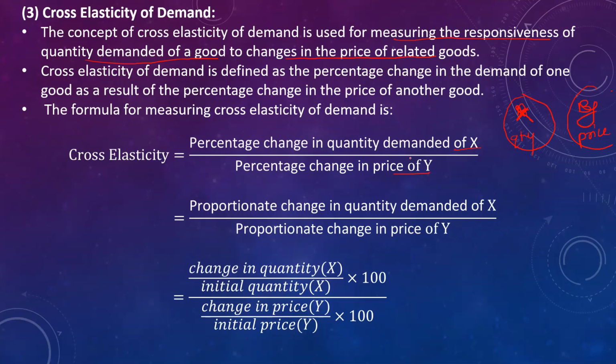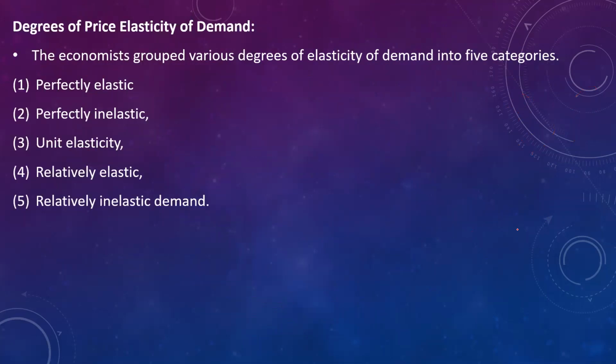So percent change in quantity demanded of X divided by percent change in price of Y. That is equal to proportionate change in quantity demanded of X divided by proportionate change in price of Y. Or we can say change in quantity of X divided by initial quantity of X into 100, whole divided by change in price of Y divided by initial price into 100. So this is the formula for the cross elasticity of demand.